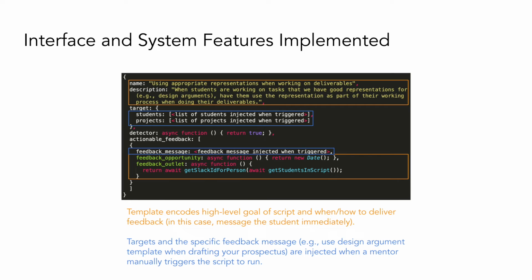In a moment, we'll see an example of this script being triggered to help a graduate student who's working on their prospectus use a design argument template to flesh out some of the argumentation behind each of the chapters in their dissertation. You could similarly use this kind of template to create a script to point a student to study design if they're working on a study for a paper for the first time. And here is a demo video for this.